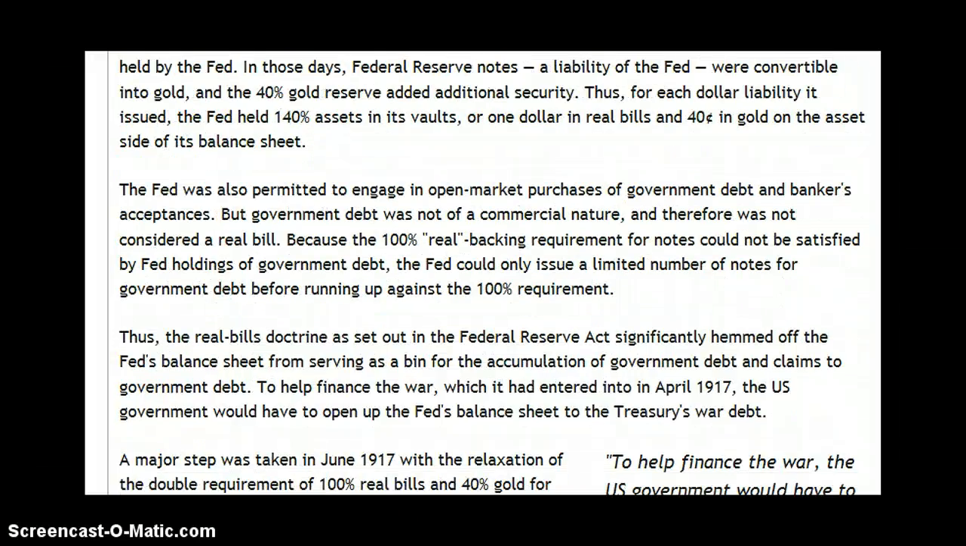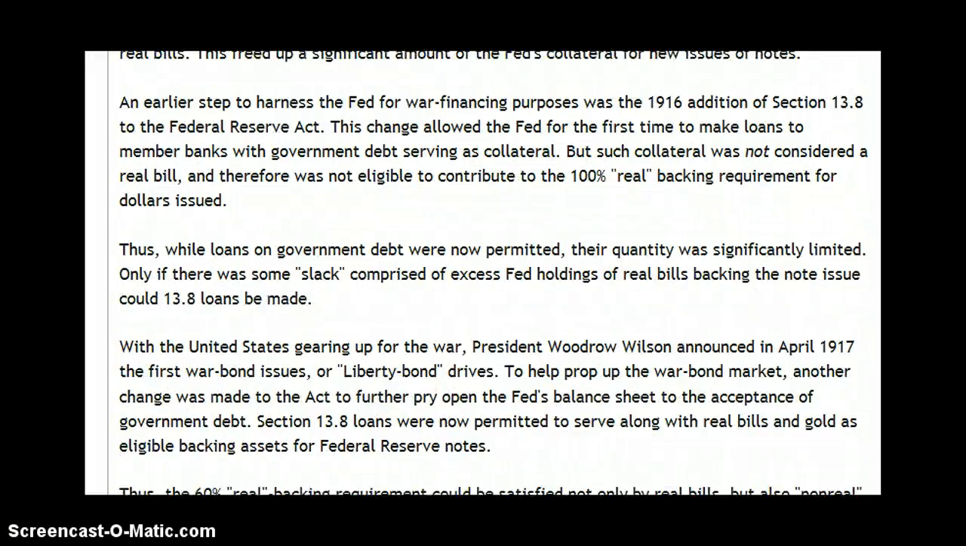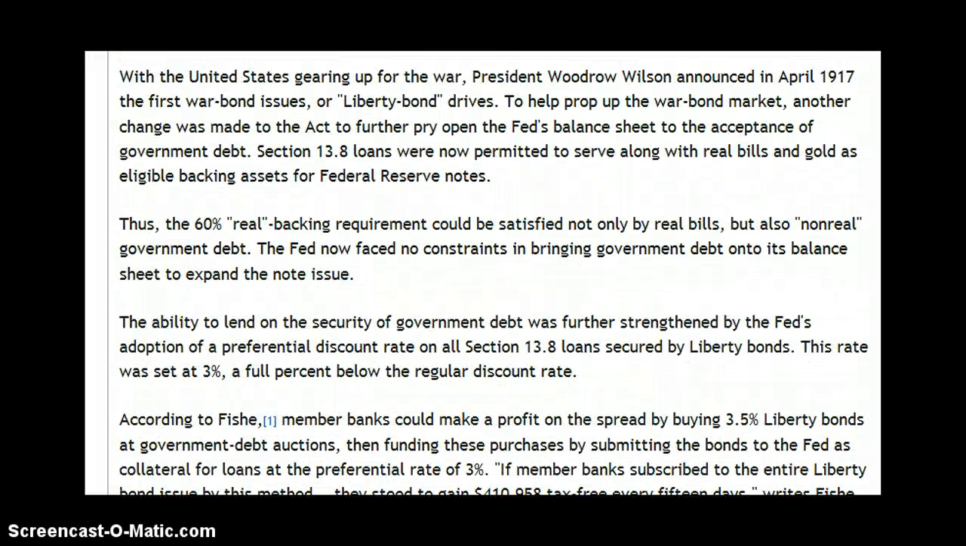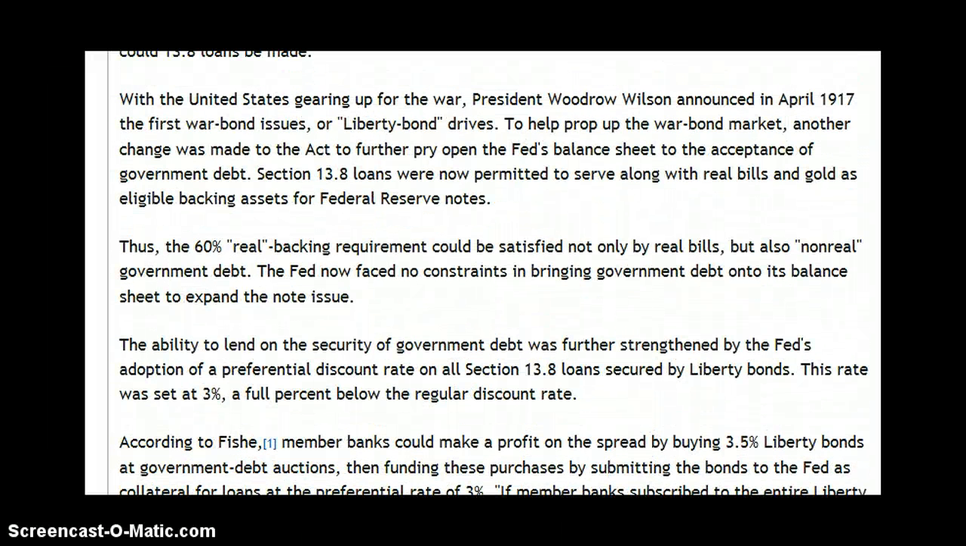Let's scroll down and look at a few paragraphs. With the United States gearing up for the war, President Woodrow Wilson announced in April 1917 the first war bond issues, or Liberty Bond drives, to help prop up the war bond market. Another amendment was made to the act to further pry open the Fed's balance sheet to the acceptance of government debt. Section 13.8 loans were now permitted to serve along with real bills and gold as eligible backing assets for Federal Reserve notes. And then it just goes on and on.